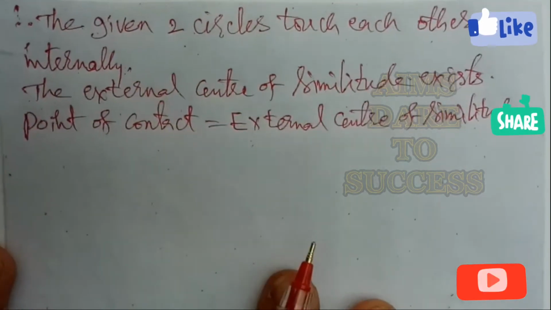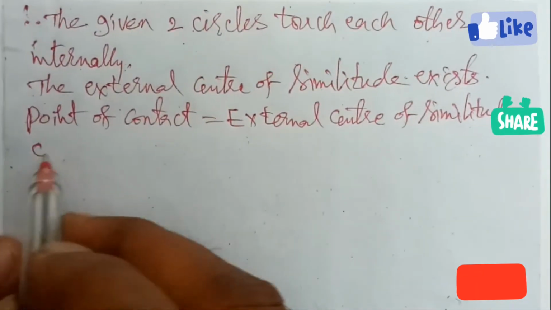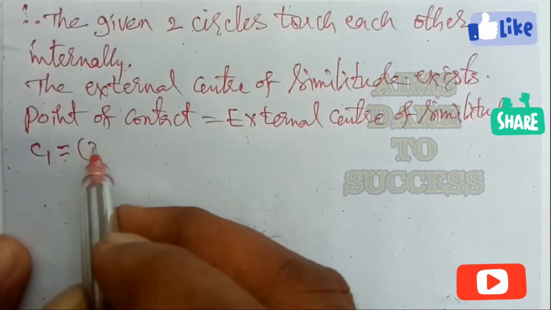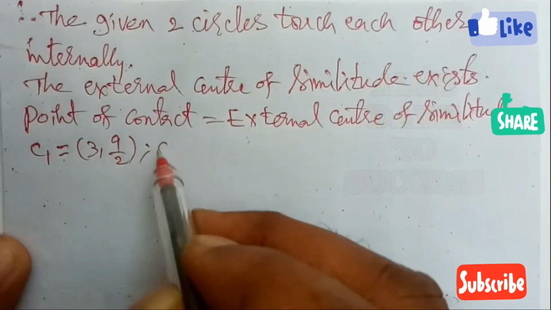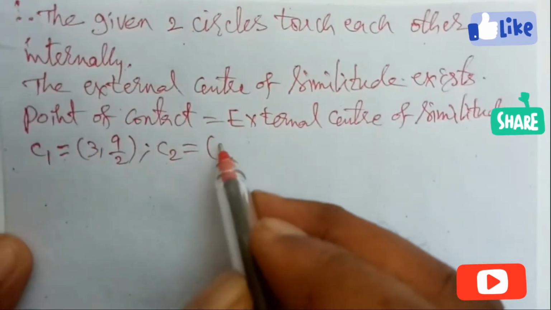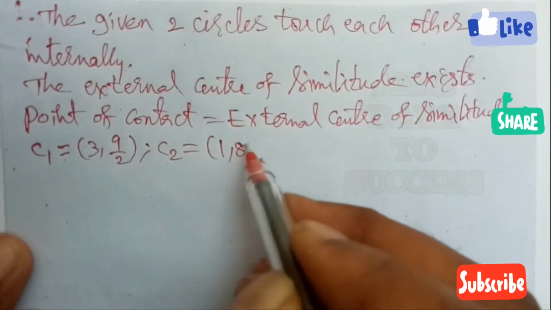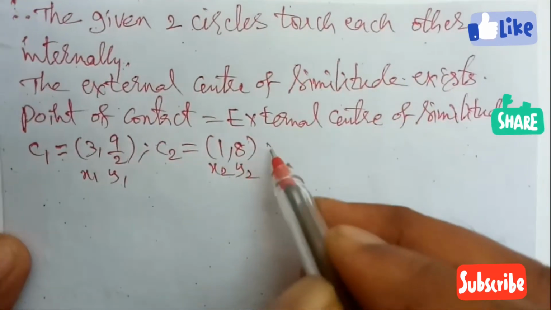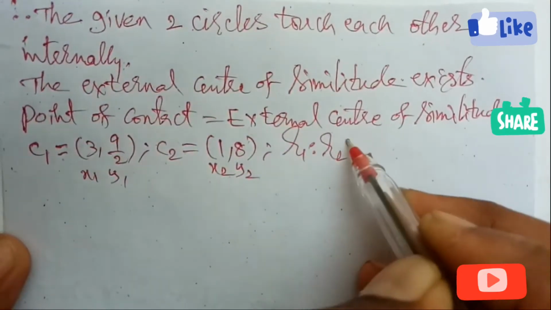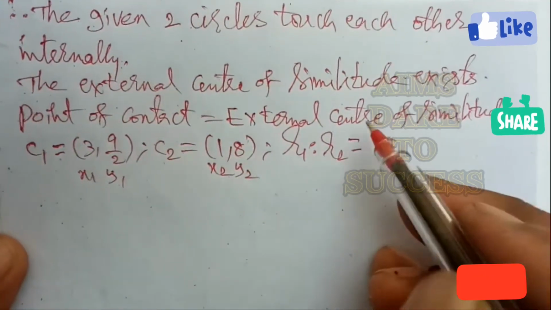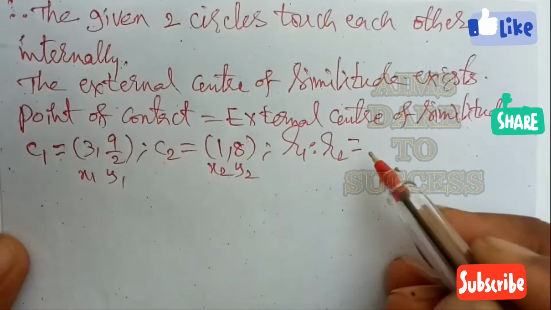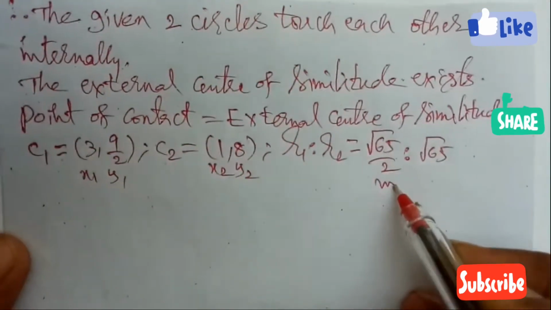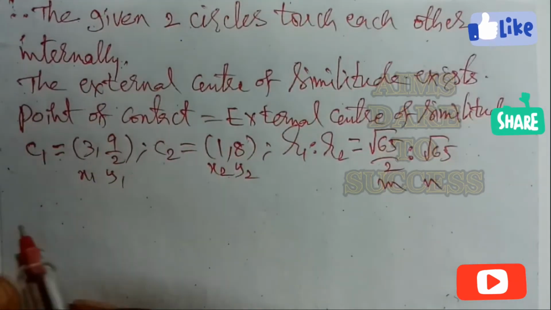Before going to the formula, the values of C1, C2, R1, R2. First of all, C1 is equal to (3, 9/2). Next, C2 is (1, 8). Let us take x1, y1, x2, y2. Next, r1 is root 65 by 2 and r2 is root 65. So m and n.